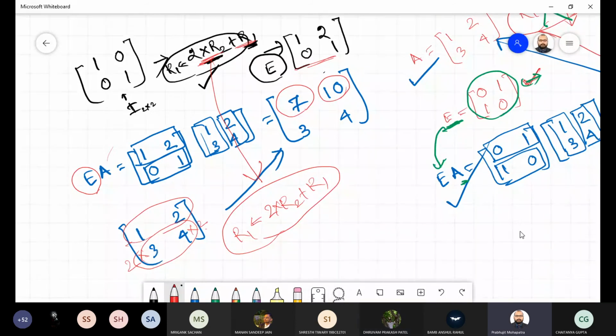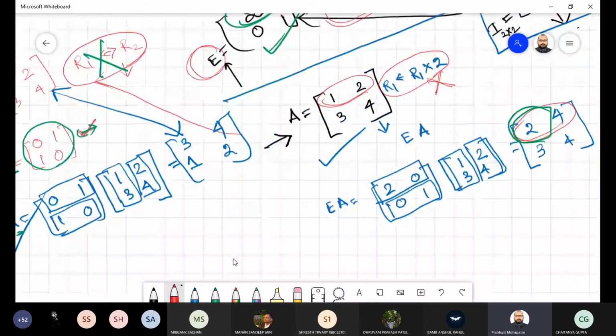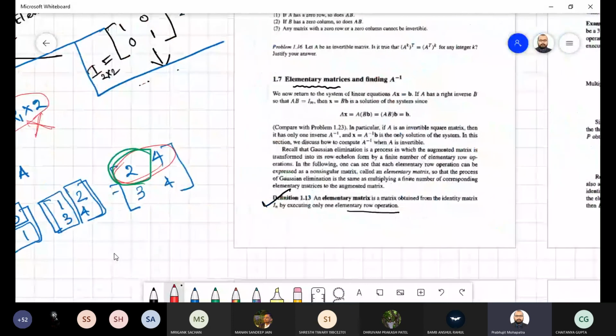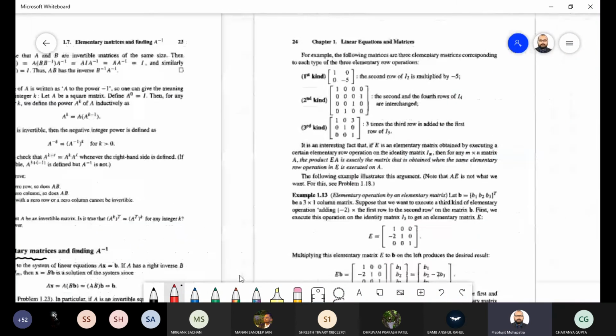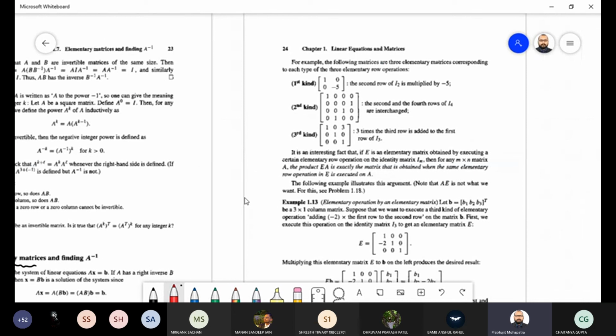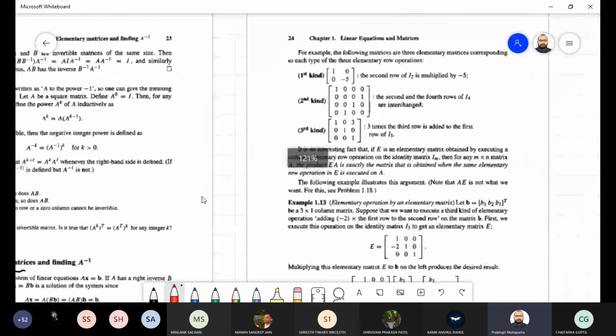Any operation, any means those three operations, we can write using elementary matrices. So in this section we are not going to write any row operation, but we can write that operation through an elementary matrix. Okay. So this is a very important observation. So see here.